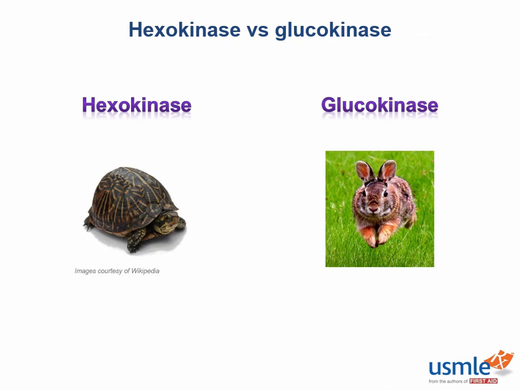Now what's another way to think of hexokinase and glucokinase? Well, I like to think of these two enzymes like the tortoise and the hare. Hexokinase is the tortoise because it acts in a slow and steady pace, and glucokinase here is the hare, speeding up and slowing down depending on the amount of glucose available in the blood.